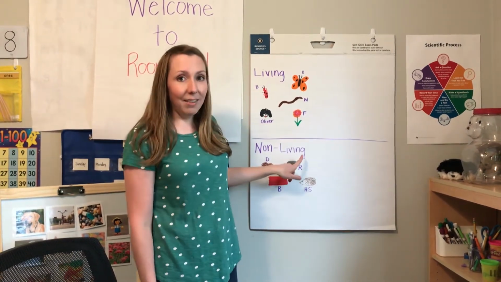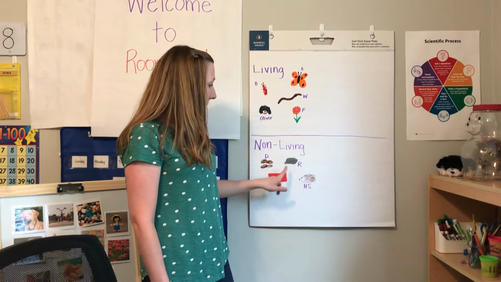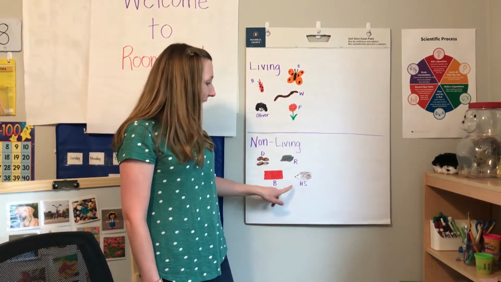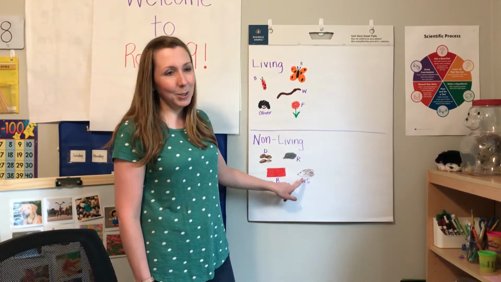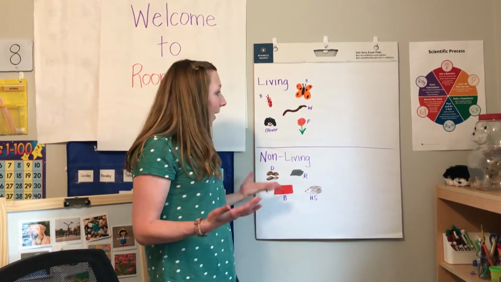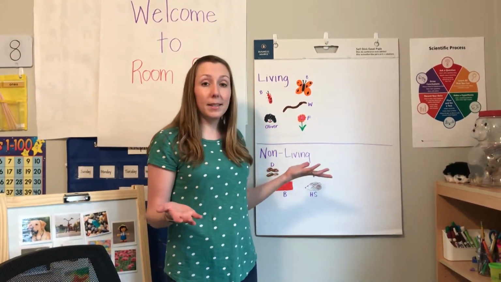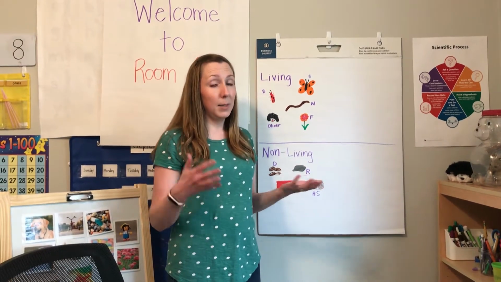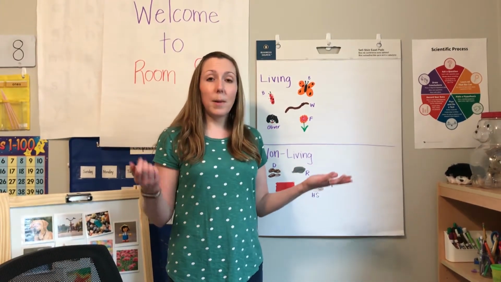Then we had our non-living things. We had dirt, a rock, the bricks, and here's my hedgehog statue. So I wrote an H for hedgehog and an S for statue. Now we still had some questions though. We were wondering about plants to make sure that they really are living things because we didn't see them move. And we were also wondering about the stick.